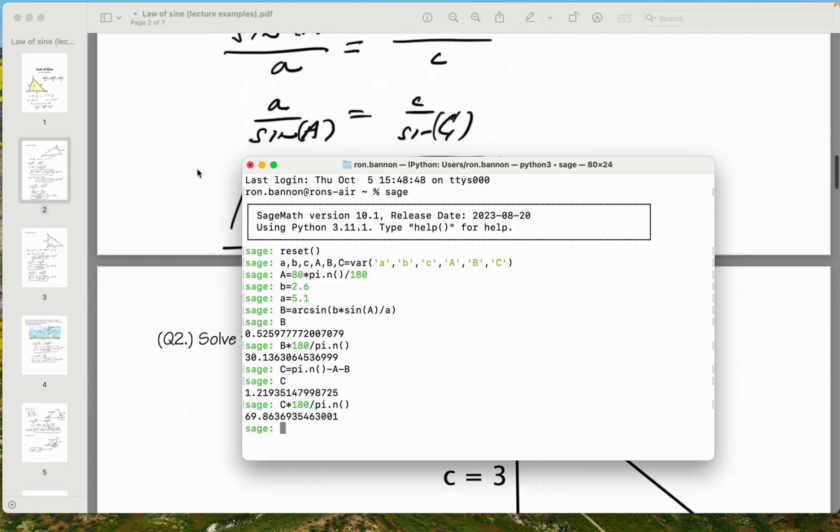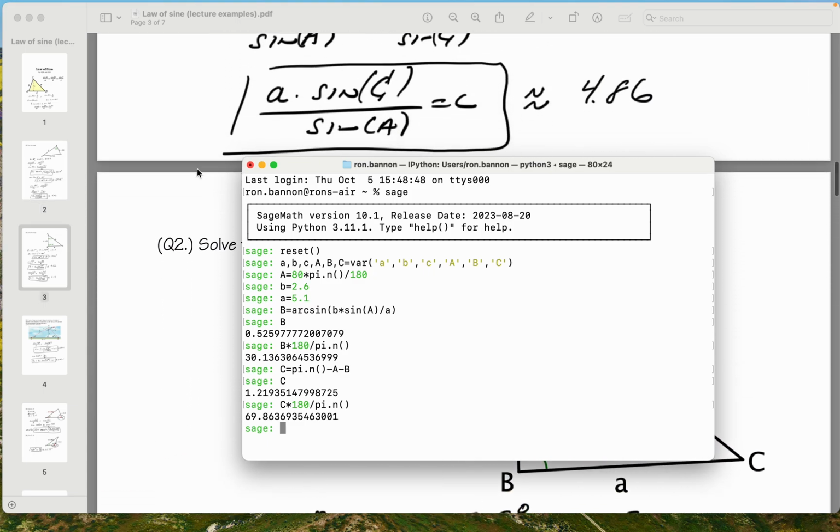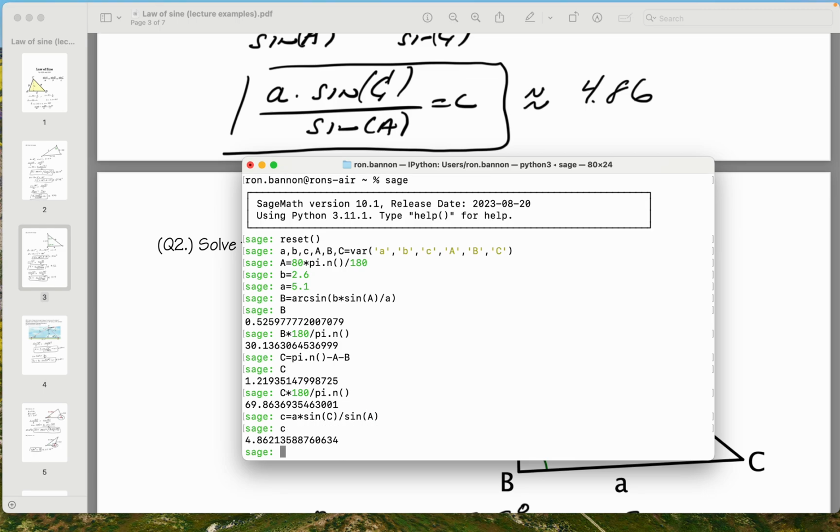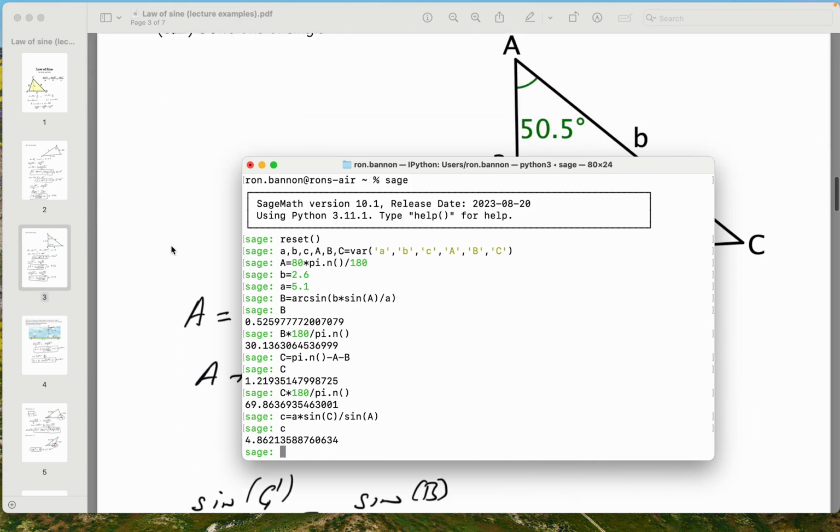What else do we do over here? Let's go for this one over here. This is going to be side c. So c equals a times the sine of C divided by the sine of A. Let's display c, see what we get, and we're getting 4.86 as expected. Again, we're just going through the computation.